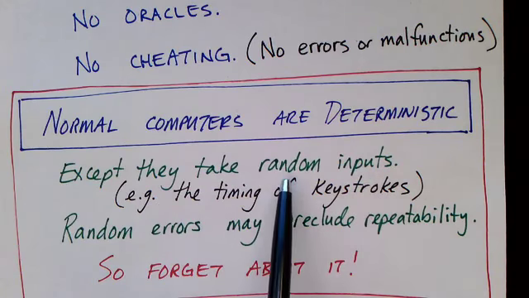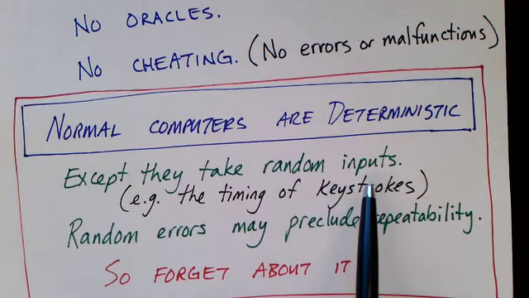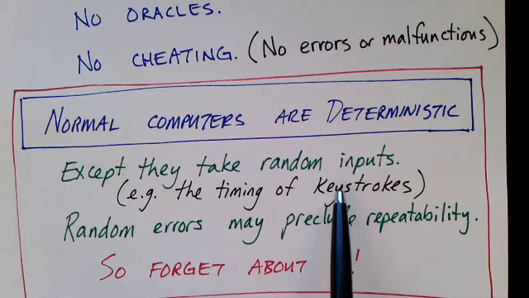Modern computers take lots of random inputs. How the mouse is moved on the screen, how the keystrokes are hit, the timing of things. The net provides a level of randomness as well. So you cannot really repeat the exact same input to a program more than once.